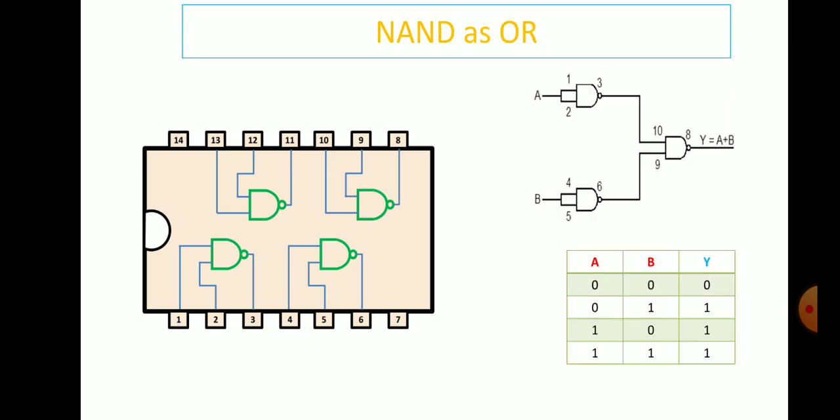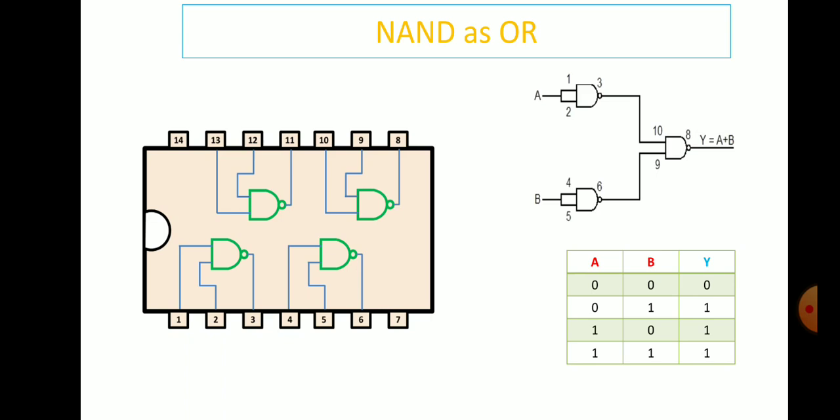Similarly, NAND gate can be operated as an OR gate. So we are going to construct a NAND gate circuit which operates as an OR gate, because it is a universal gate. With the help of NAND gate or NOR gate, we can construct any basic logic gates. That's what we are going to do in this experiment.